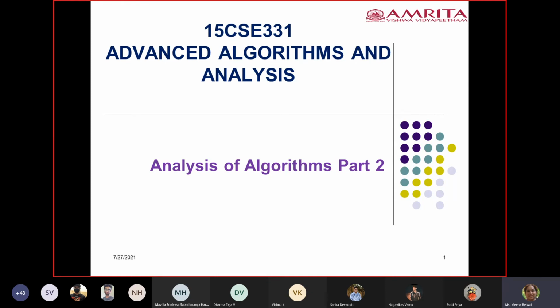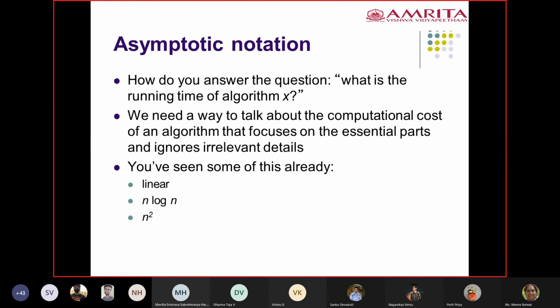You may know everything, how to calculate the asymptotic analysis, why we do asymptotic analysis. But where definitions are required, we must also be able to define it. Okay, so asymptotic notation. How do you answer the question, what is the running time of algorithm X? That is for that sake only that you use the asymptotic notation.